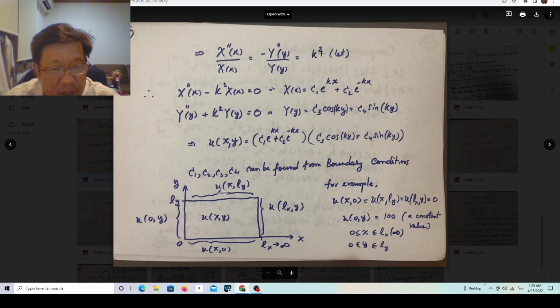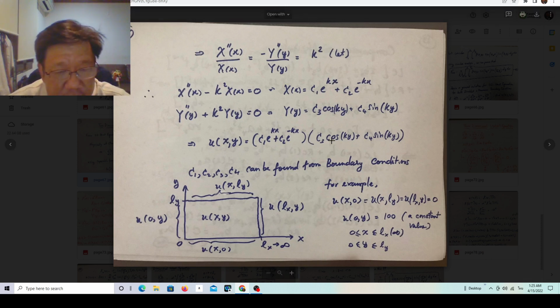If k squared is a positive value, this is the general solution. If k squared is a negative value, it's going to reverse the form. X becomes y and y becomes x, which has the same general form of solution also. So therefore it's easy to see that now the general formulation of u of xy is this.